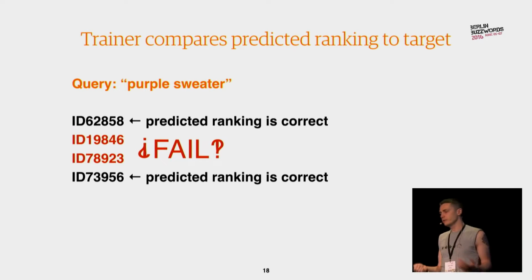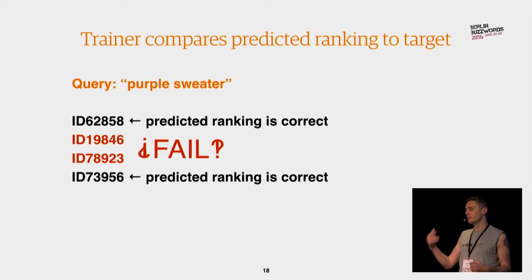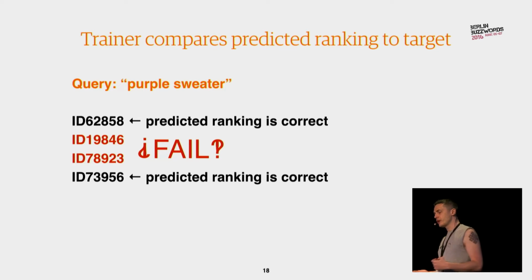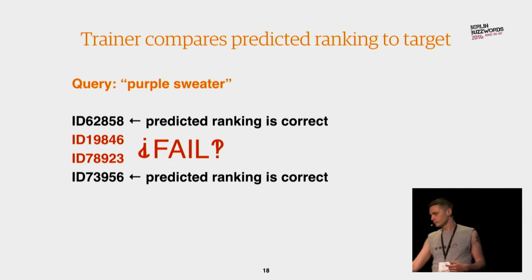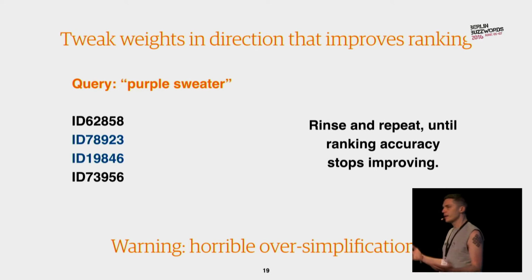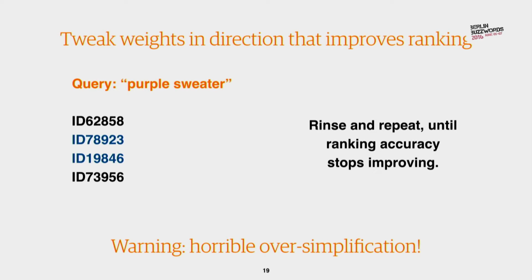During training, the learning algorithm will iteratively modify the weights on the features it's seen, starting generally with random weights. And then after each change, it will compare the target ranking to the ranking that it would get if it had used the current weights. If the ranking isn't correct, it will modify the weights in a direction that's likely to improve the ranking, and then try again. And this continues until the ranking stops improving.